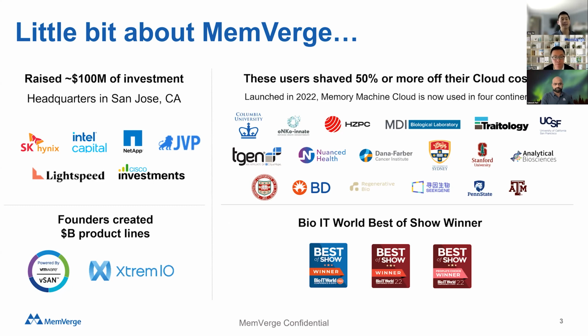And I'll go into more details about what that actually means and how that actually works. But just being in market for about a year and a half now with our cloud product, Memory Machine Cloud, we're being used by a lot of different labs and a lot of different research institutions all around the world. So it's really, really exciting to tell you about the work we've been doing and how our solution is used by researchers.